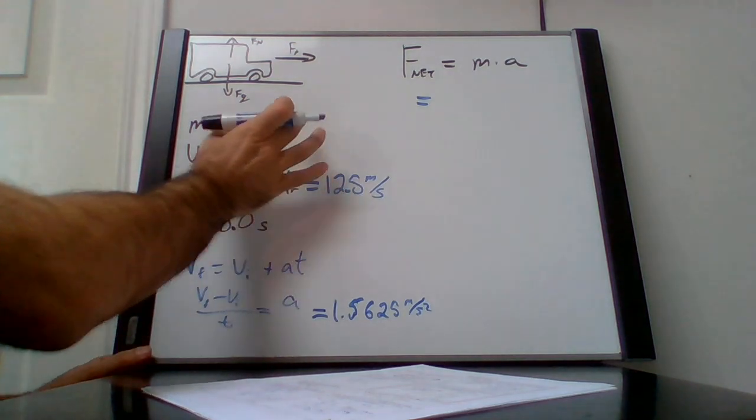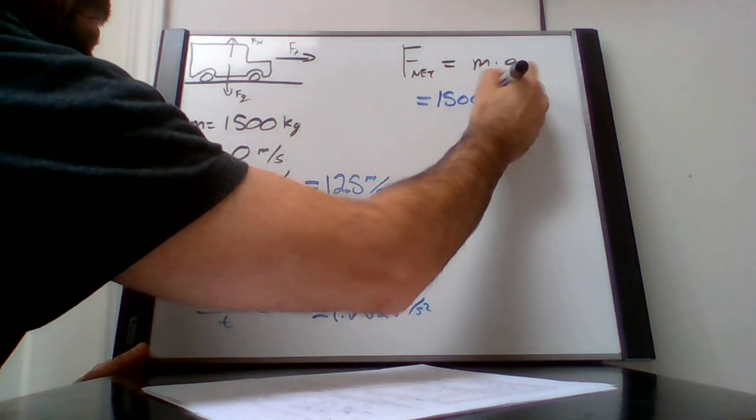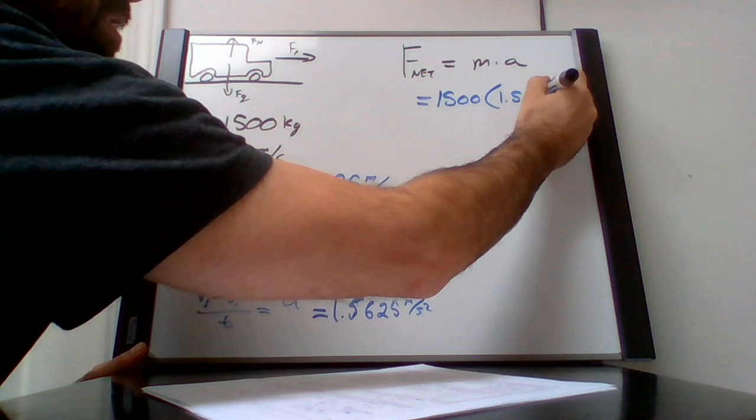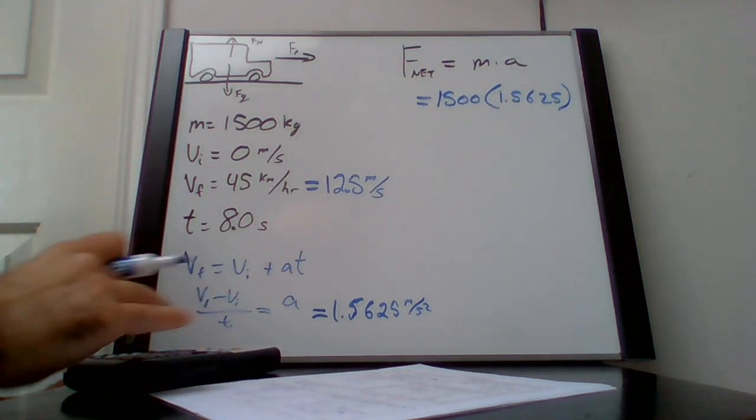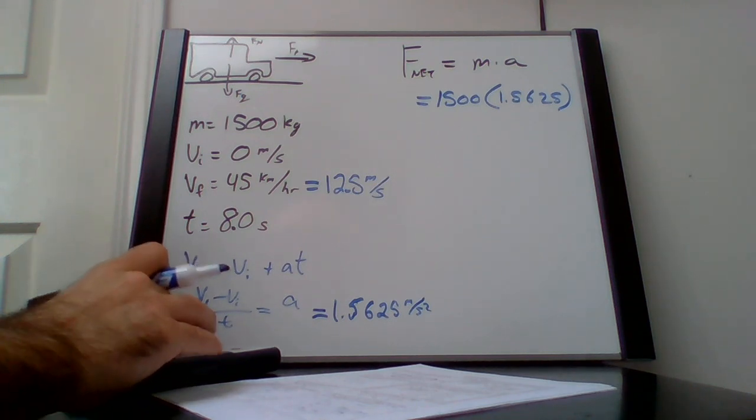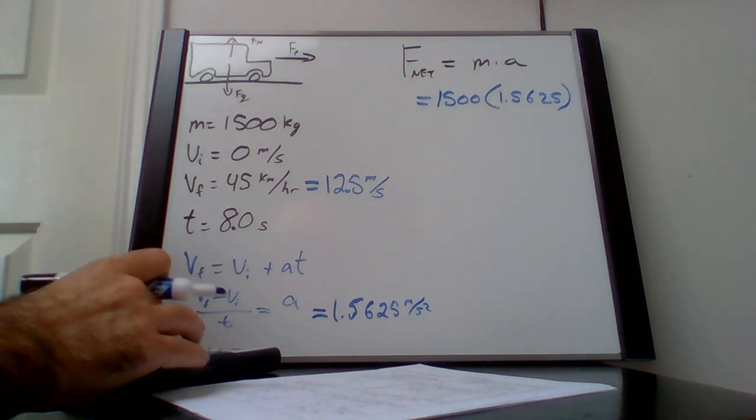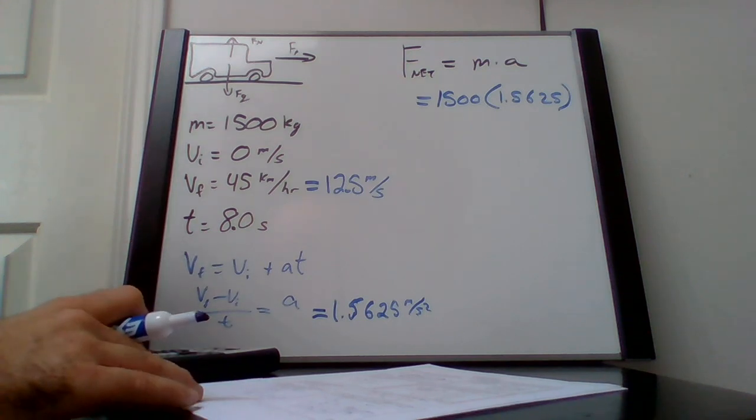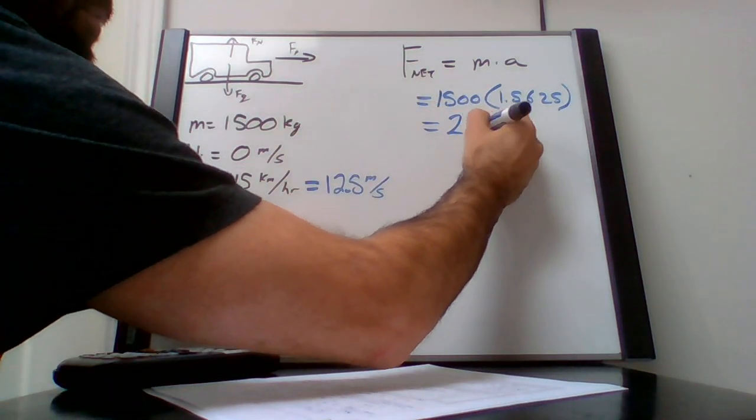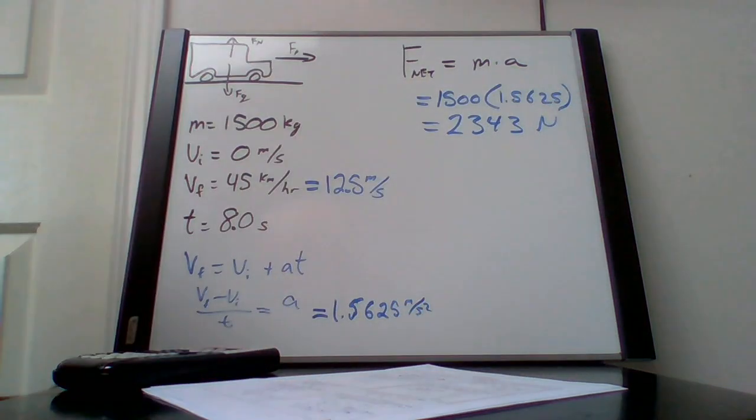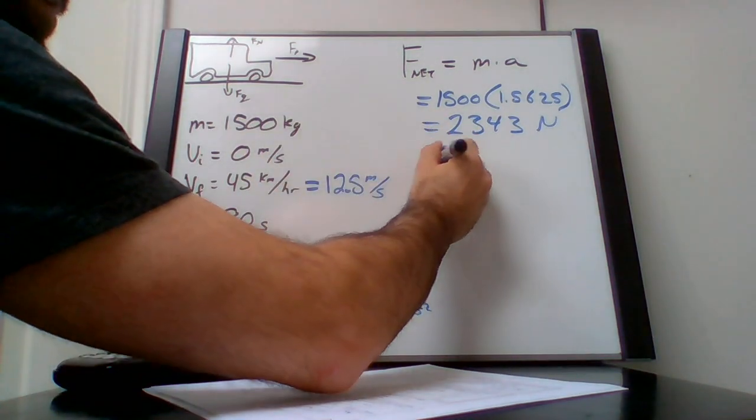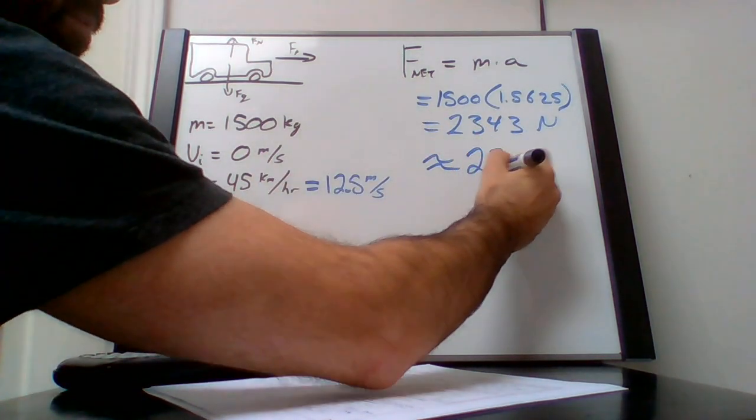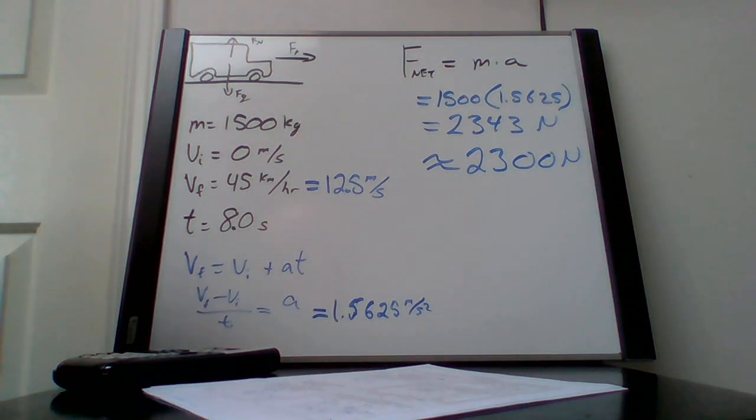I'm going to take those values now. I can say 1,500 times 1.5625, and so 1,500 times that 1.5625, I get 2,343 newtons. Go back to the initial problem. We had 2 sig figs, 2 sig figs, 2 sig figs. So we can say that the net force was approximately 2,300 newtons.